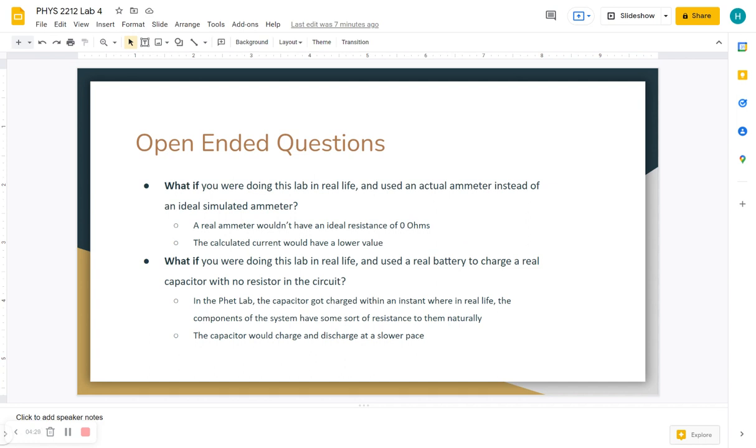What if you were doing this lab in real life and used a real battery to charge a real capacitor with no resistor in the circuit? In the PhET lab, the capacitor got charged within an instant, whereas in real life, the components of the system have some resistance to them naturally. Just as stated before, everything naturally has at least some resistance, even if it's in a small quantity. The capacitor would charge and discharge at a slower pace because of this.